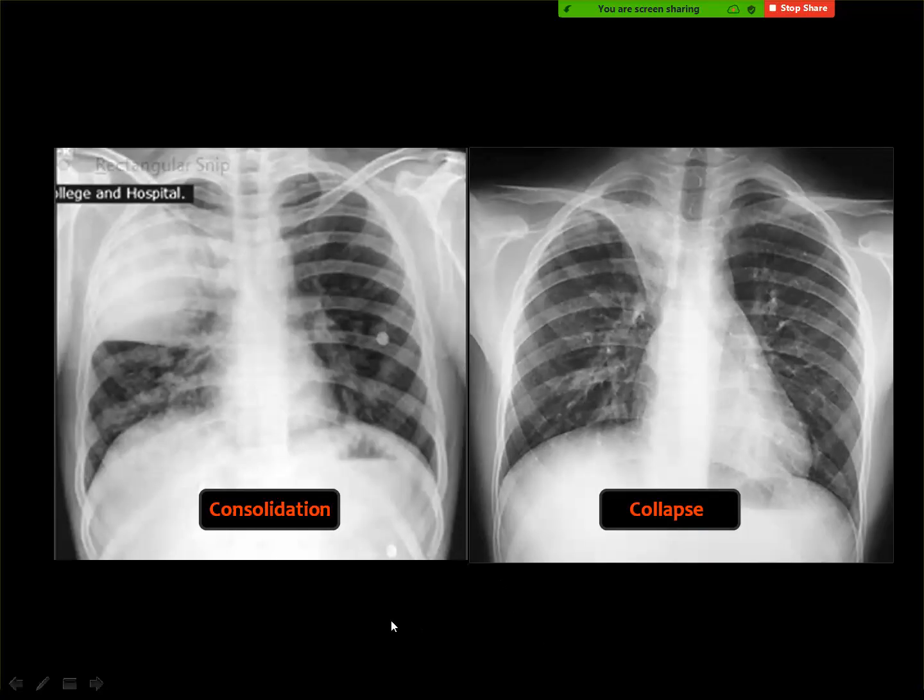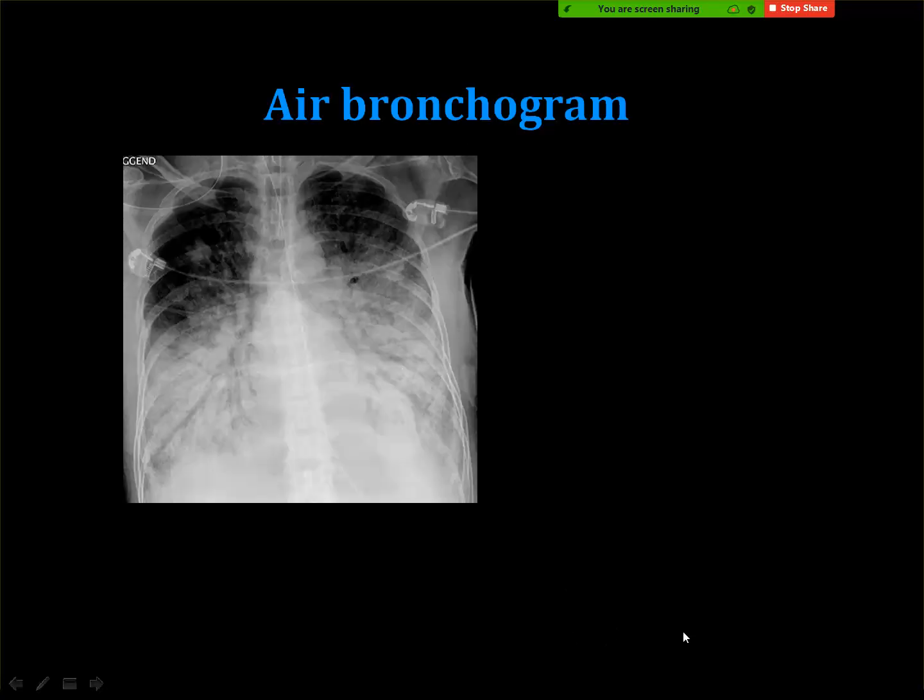Then this is what we mean by collapse. Consolidation means opacification of the whole lobe with internal air bronchogram. Collapse means loss of volume of the whole lobe, and you can know this by the displacement of the fissure, the crowding of the ribs, and so on. Then consolidation is opacification of the lobe. Collapse is loss of volume of the lobe.